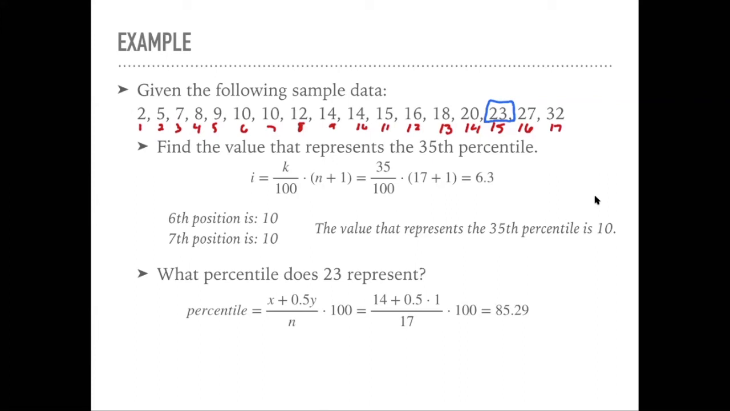We get 85.29. We would round this to the nearest whole number. So we'd say 23 represents the 85th percentile.